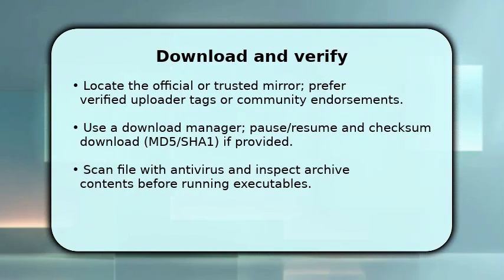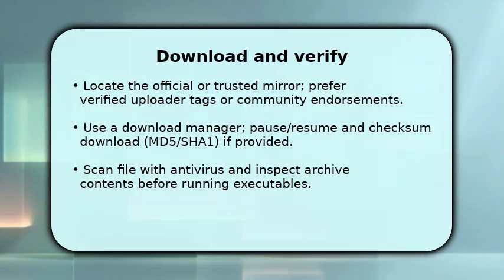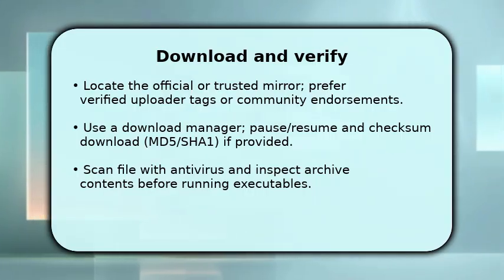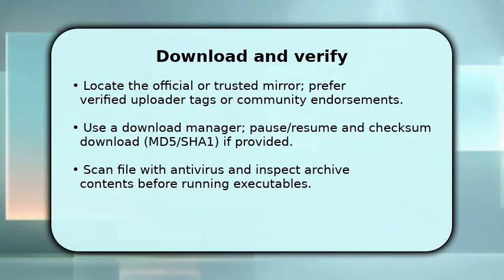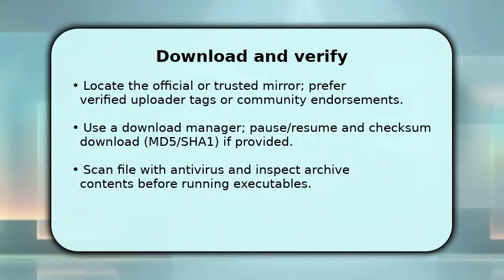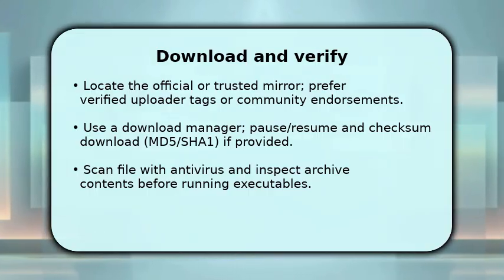Next, find the most reliable source, the official host or a trusted mirror, and check uploader reputation or community feedback. Use a download manager to avoid corruption. If checksums are provided, compare MD5 or SHA1 values to confirm integrity. Once the download finishes, scan the file with your antivirus software and open the archive in read-only mode to inspect contents instead of executing immediately. These steps prevent malware and ensure the package matches what you expected.